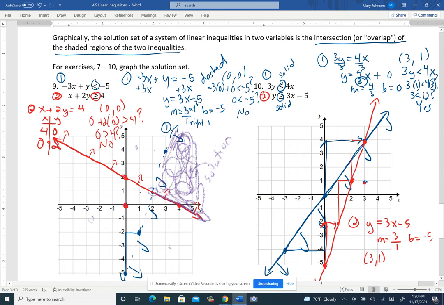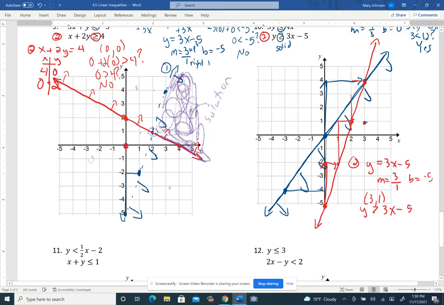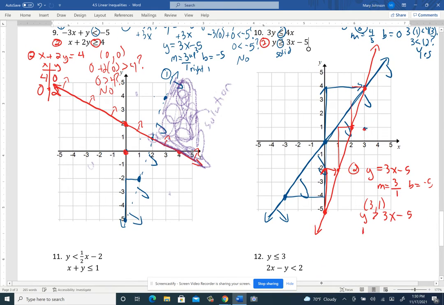So if I put a 1, and I'm going to the inequality, I'm testing y greater than 3x minus 5. Okay, so let me put a 1 in for the y. Let me put a 3 in for the x and see if that's true. Is 1 bigger than 9 minus 5? Is 1 bigger than 4? It is not. So relative to the red line, 3, 1 is not a solution. So I need to shade away from that 3, 1. I need to go the other way with 3, 1.